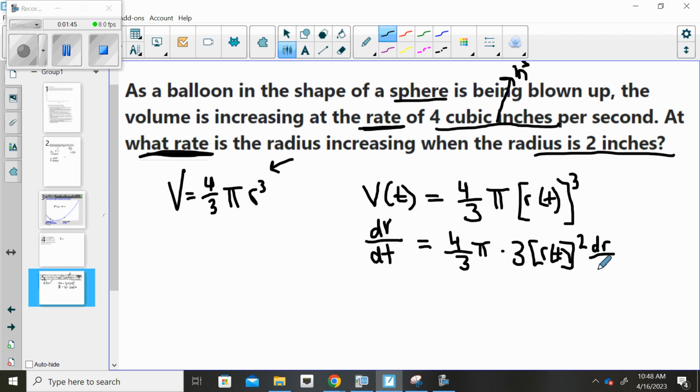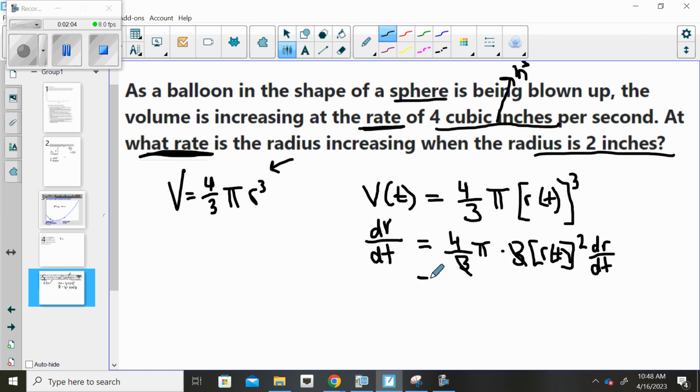Okay, so dV dt is the rate of change of volume. dr dt is the rate of change of radius, and then r at time t is the radius when we do the freeze frame. It's convenient that these threes cancel. One's on the bottom, one's on the top, so these are gone.